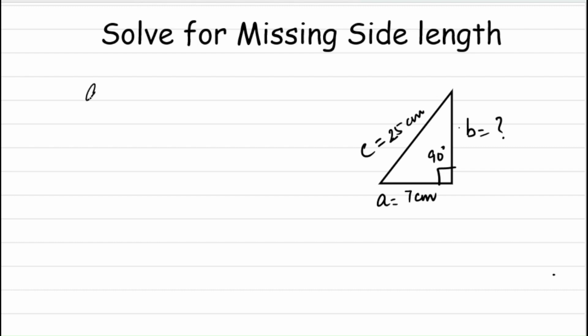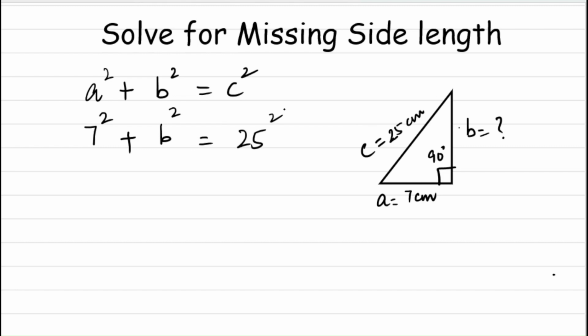Again, start by writing the Pythagorean theorem. A square plus B square is equal to C square. What is A? 7. Plug in the value: 7 square. Is B given to you? No, that's unknown. That is what we need to find out. C is 25 square. 7 square is 49, plus B square, equals 25 square, which is 625.